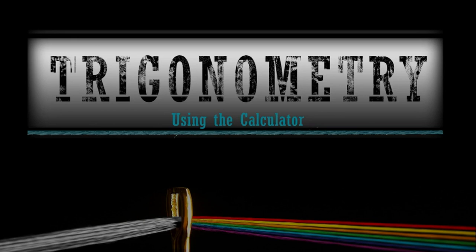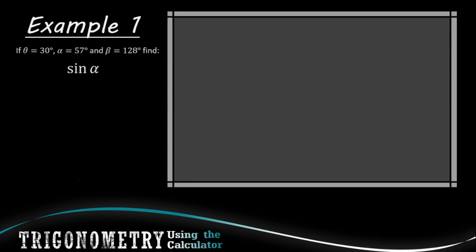In this video, we'll be looking at using the calculator and substituting in values. Now, for example 1, if it's stated that theta is 30 degrees, alpha is 57 degrees, and beta is 128 degrees, find sine alpha. So we're simply going to say, instead of alpha, we're going to have alpha's value, which is 57. So then we just write 57 degrees.